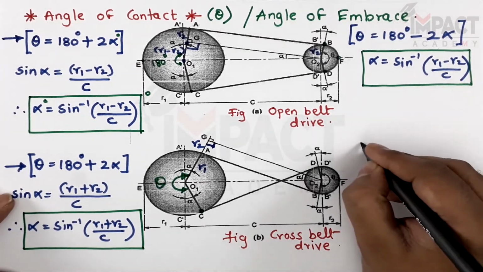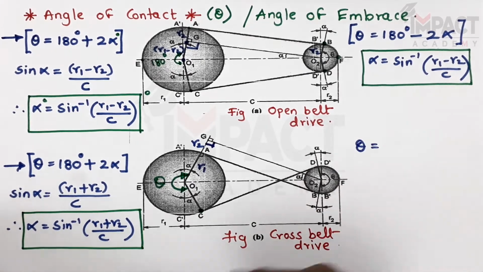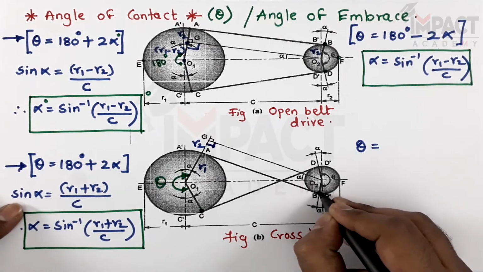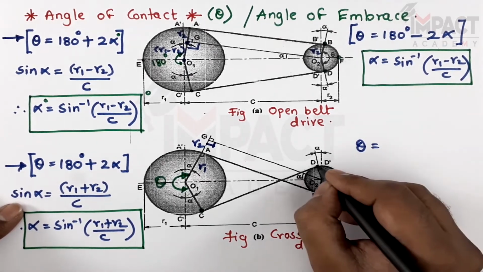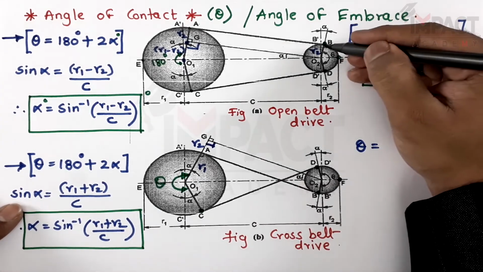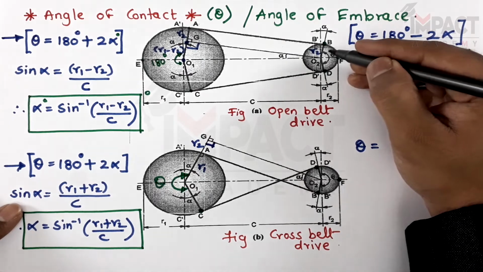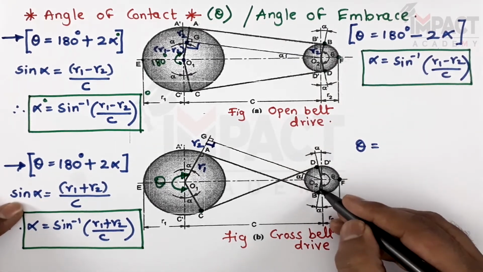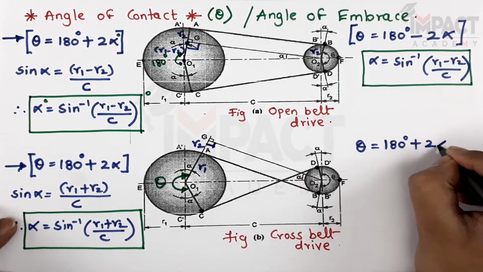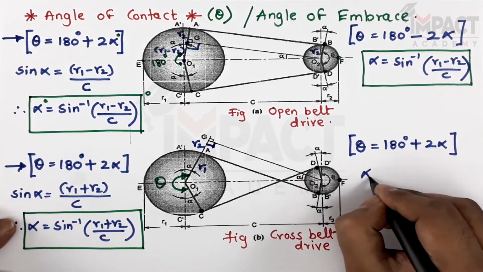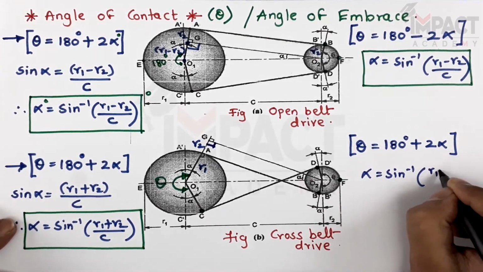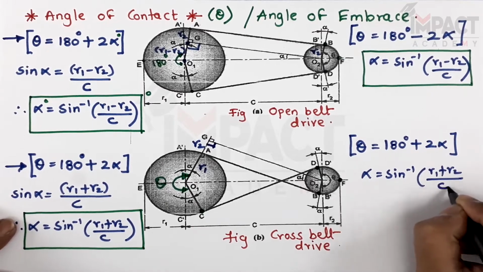Now this part is interesting, that for the smaller pulley of cross belt drive the angle of contact is more than 180. As we can see here, it starts from point B, F and ends over D. Now this angle of contact is more than the angle of contact we were getting in case of open belt drive. This was less than 180, now this is more than 180, so it would be 180 plus 2 alpha, where alpha value would be same as the bigger pulley, sine inverse of (R1 plus R2) divided by C.